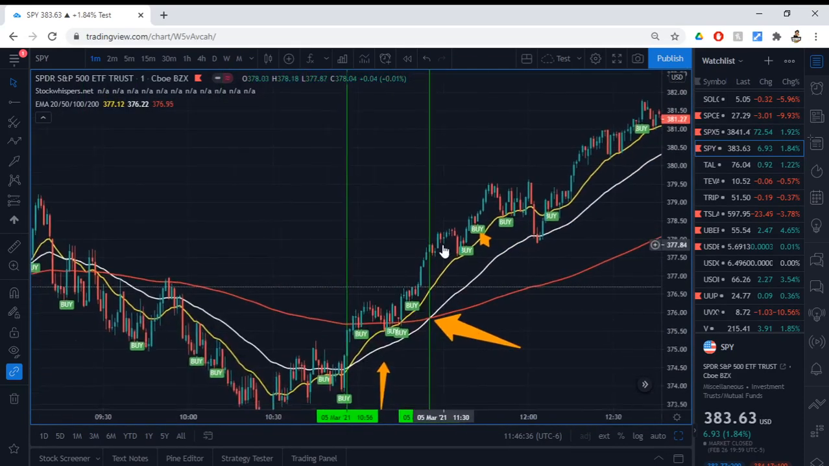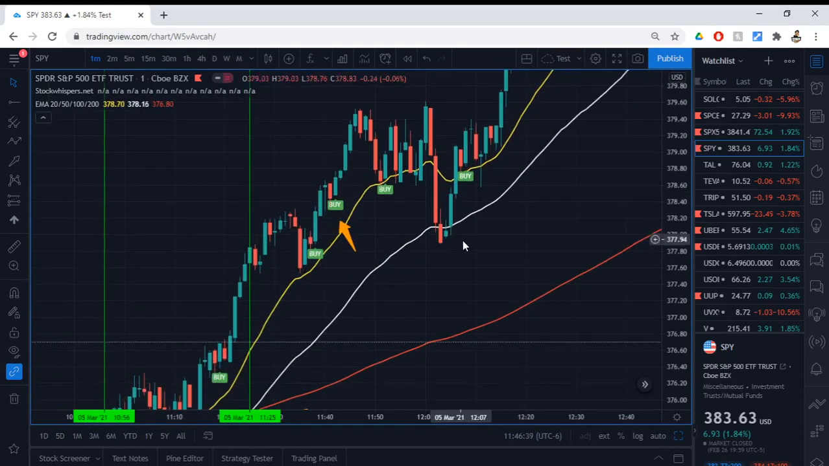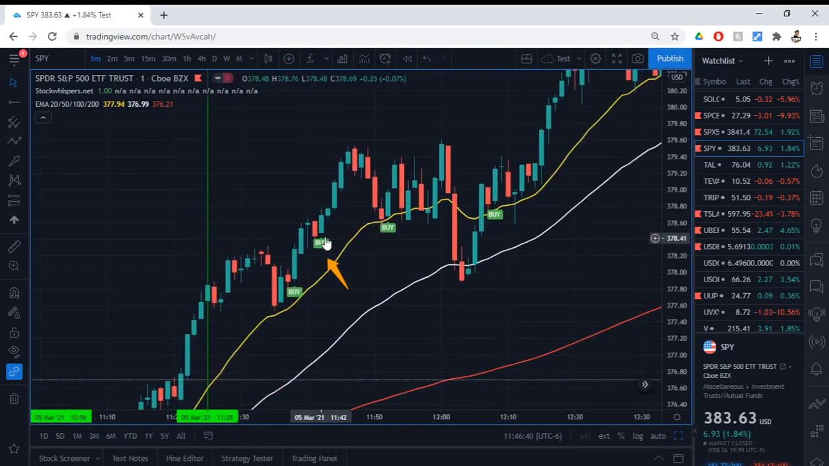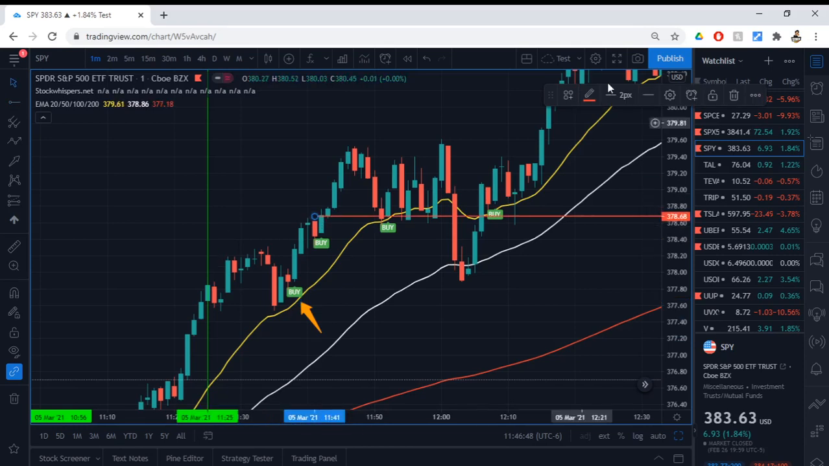So you can use prior signals as stop loss. So this here, you would have used as your stop loss, and you would have gotten in here. So you would have gotten in there, and you would have used this one as your stop loss. Okay.